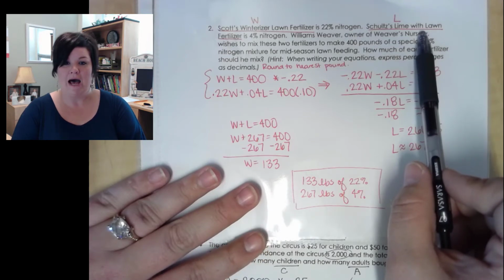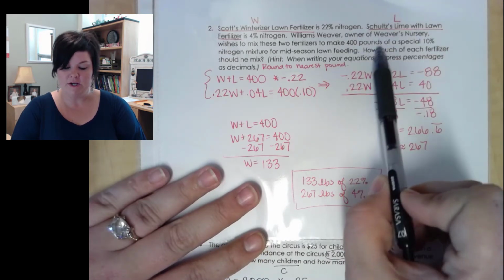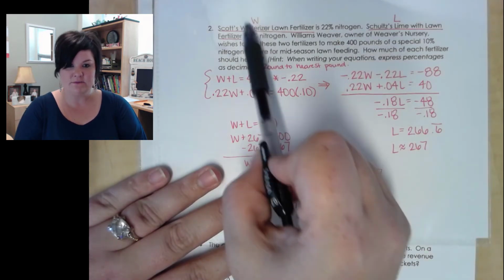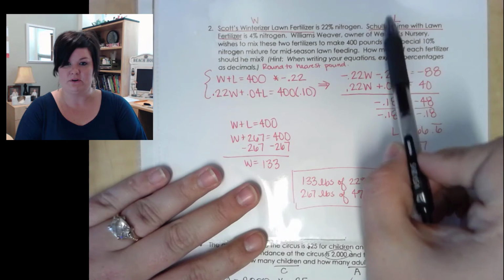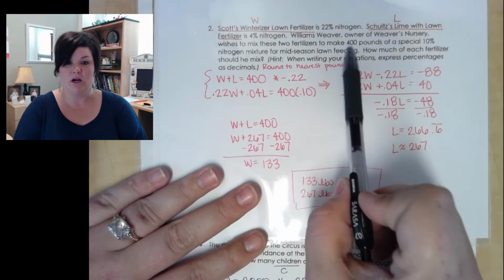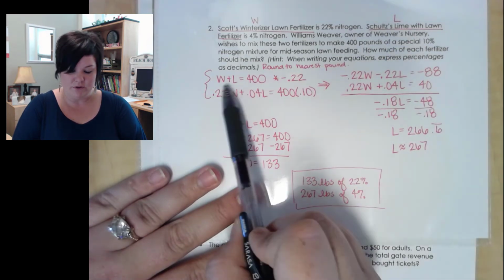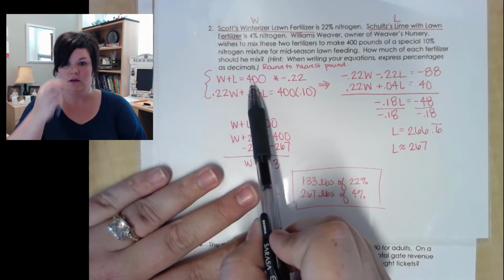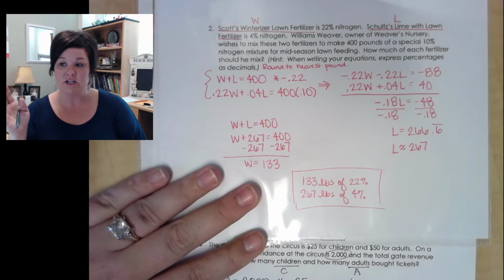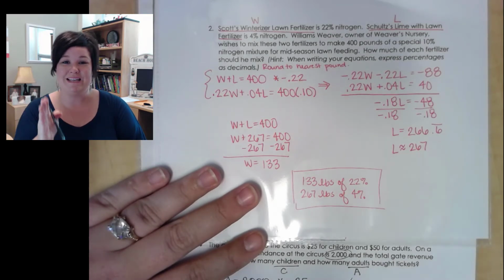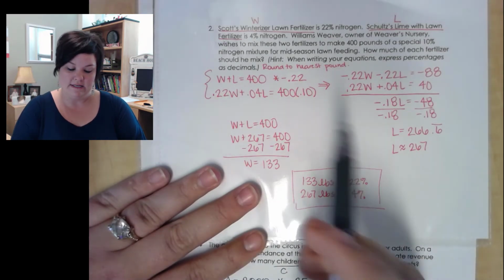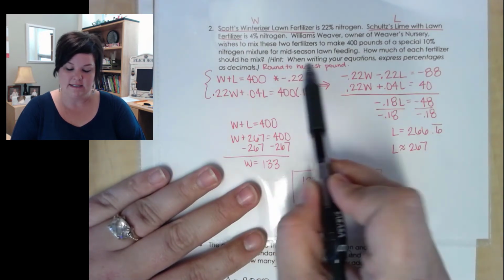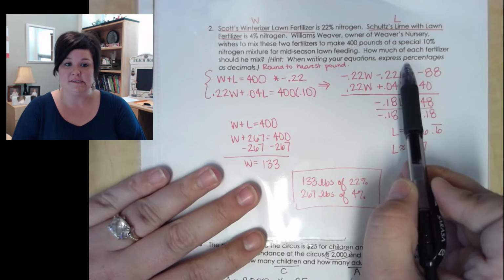So I know that I want to end up with 400 pounds of fertilizer. So however much I have of this fertilizer plus however much I have of this fertilizer should come out to 400 pounds. So that's going to be my first equation here: W plus L equals 400. Then I need to make an equation that talks about the percent nitrogen. So I know that W is 22%. And notice here in the hint, it does say to make sure we write our percentages as decimals.